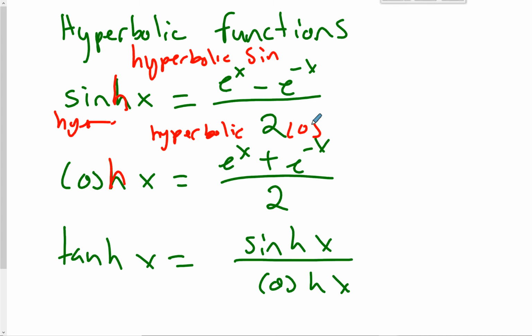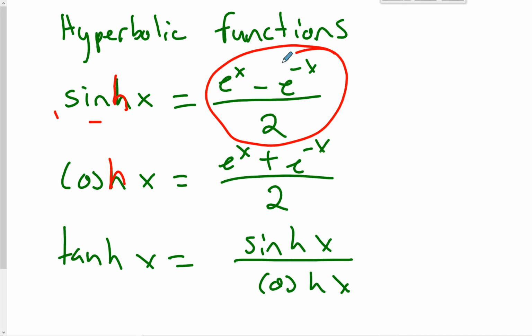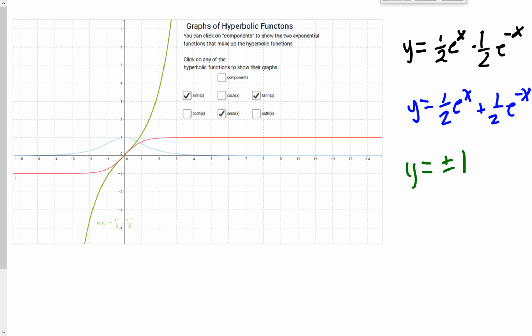All right, and then these are what they equal. Like we said before, it's some relationship between e to the x and e to the negative x. That's the best way to describe them. So hyperbolic sine looks like this. Hyperbolic cosine, the difference is subtraction and adding. And then hyperbolic tangent is sine over cosine, just like normal sine over cosine for tangent.